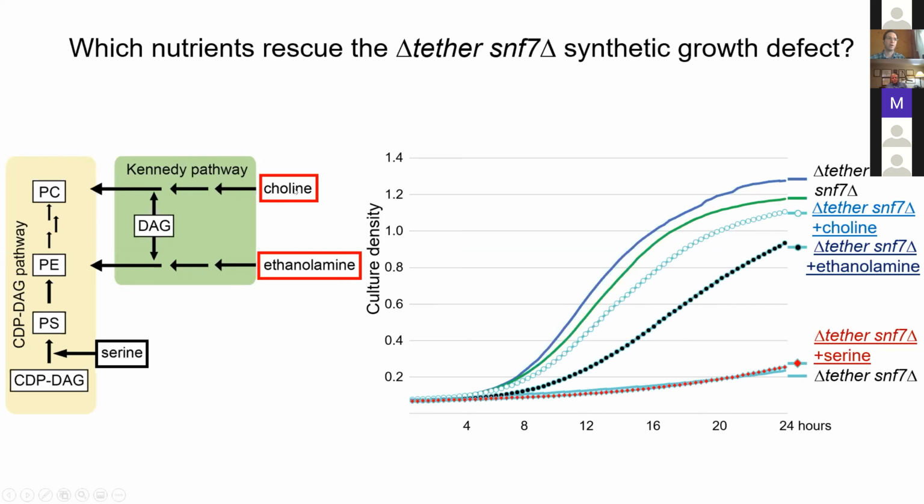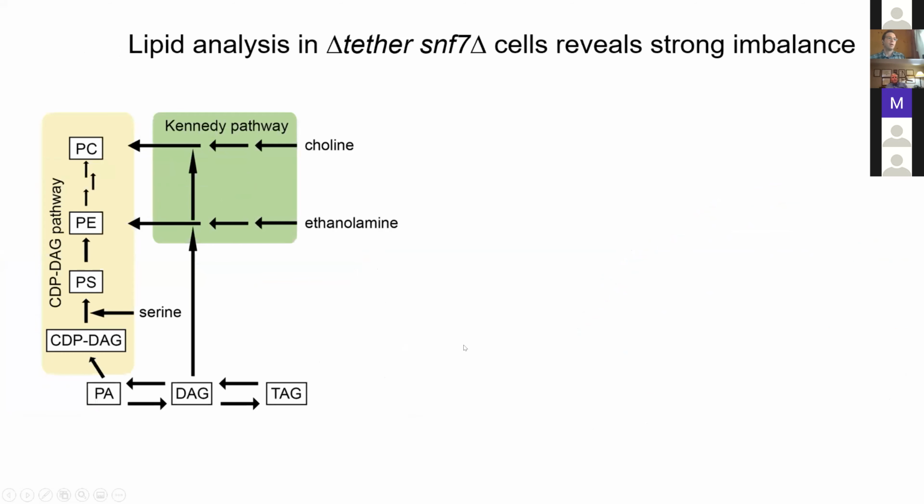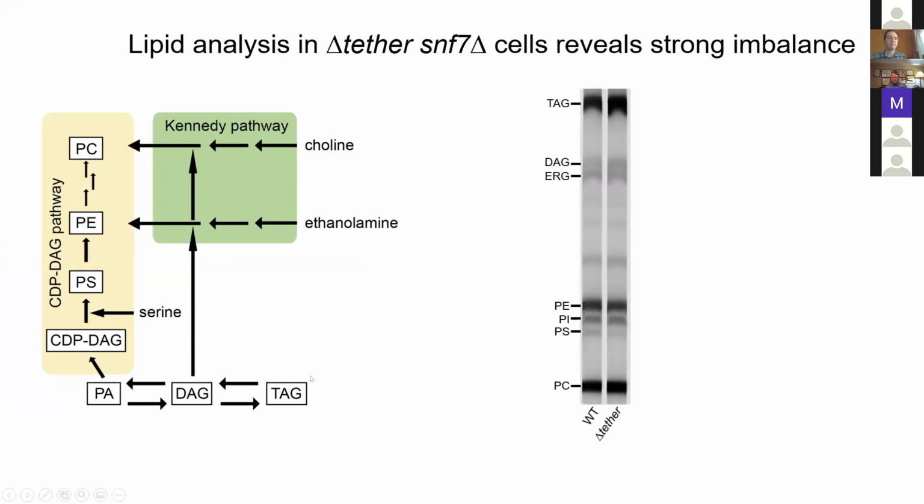Because choline and ethanolamine feed into the Kennedy pathway to make PC and PE respectively, I decided to look at the lipid pools in these cells. I hypothesized that maybe they were deficient in either PC or PE, or they were accumulating some sort of toxic lipid intermediate. So I extracted lipids from cells and ran them on thin layer chromatography plates to separate and visualize them.